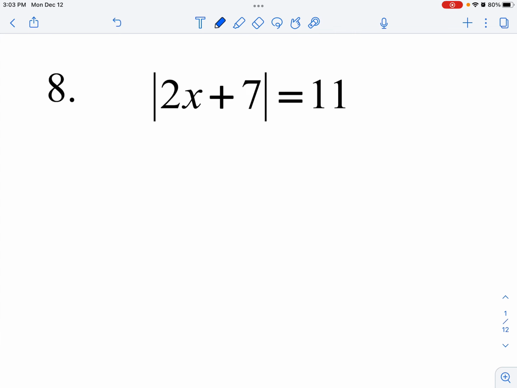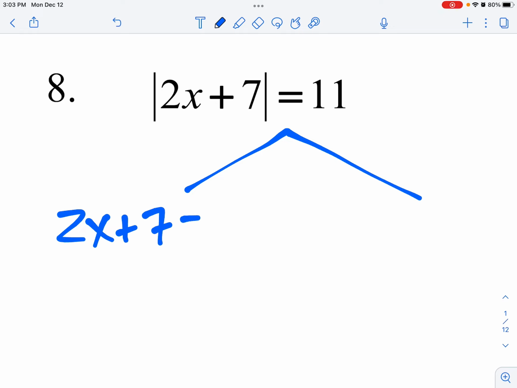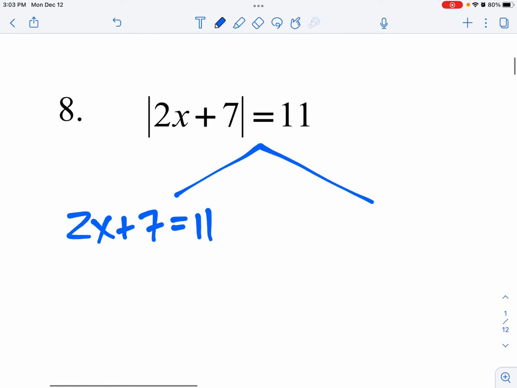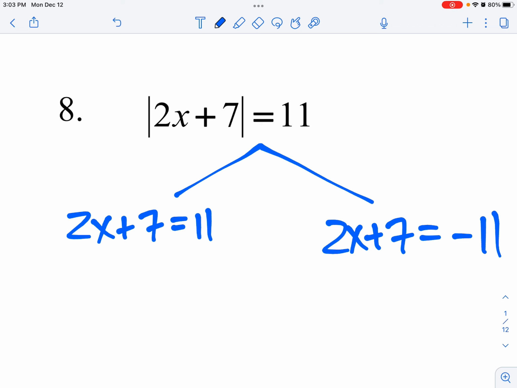Do you remember for absolute value equations, remember that this has to be a positive number. What we're going to do is we're going to split and write it as 2 different equations. I'm going to write exactly what you see here without the absolute value bars. That's my first equation. And my other equation is exactly this, but with a negative 11. So 2x plus 7 equals negative 11. And that's how you do absolute value equations.